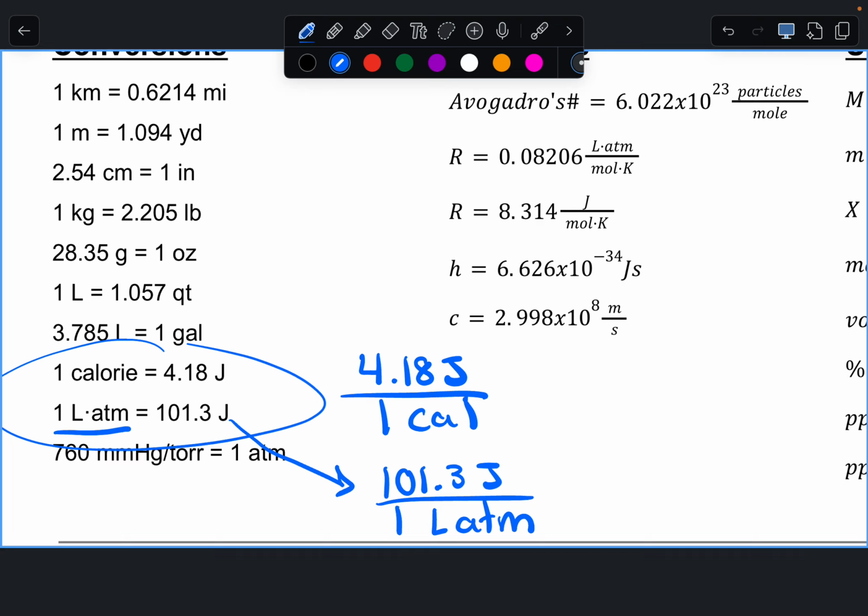So we're not going to do those right now. We'll do them when we need them, but just be aware those are the energy units we're going to see most frequently. Joules, calories, and liter atmospheres. And kilojoules for sure, probably not even kilocalories. So I'll just add that in there. 1,000 joules per kilojoule.